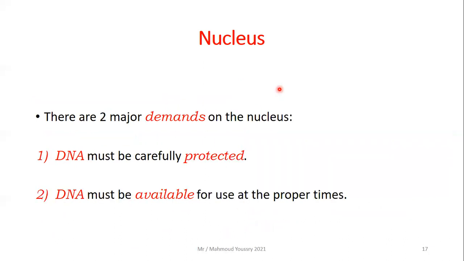So there are two major demands on the nucleus. The DNA must be carefully protected, because it contains the information about how to make proteins, so it must be kept protected. Second, the DNA must be available for use at the proper time.